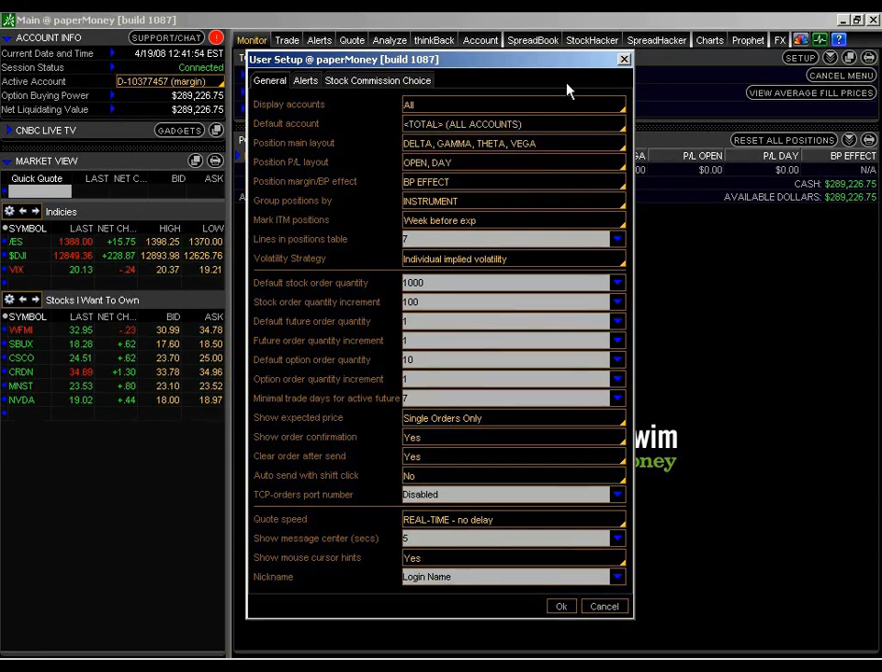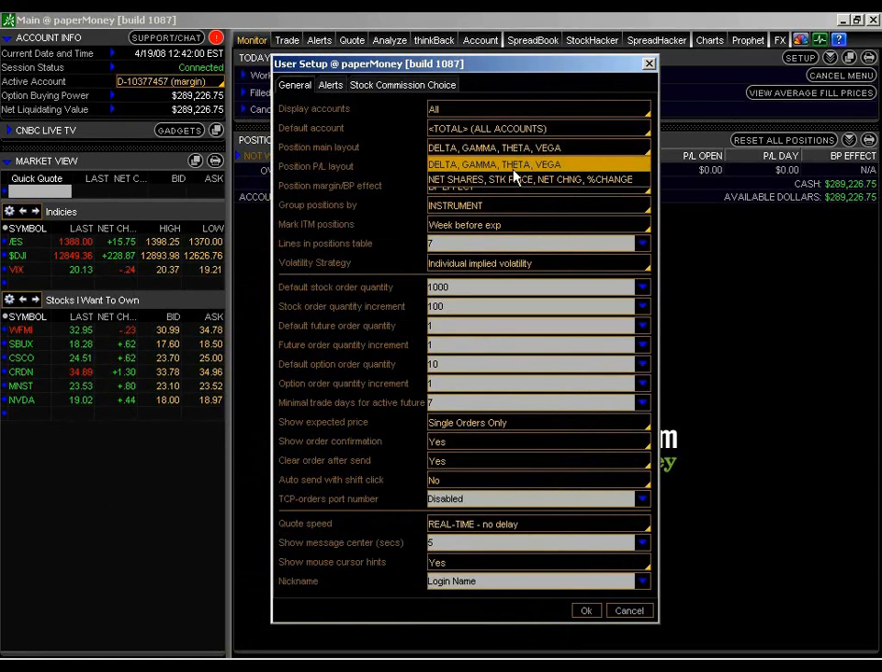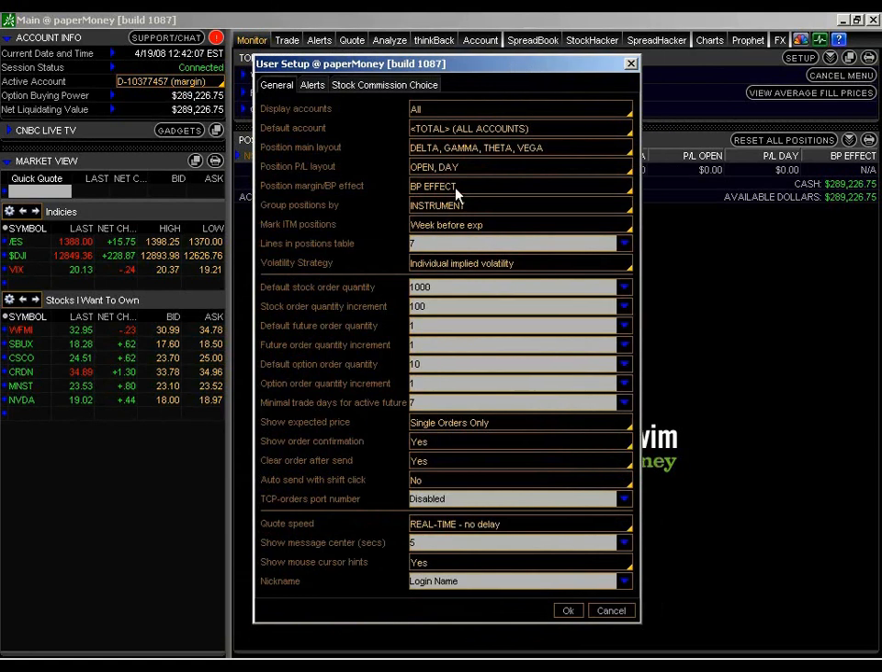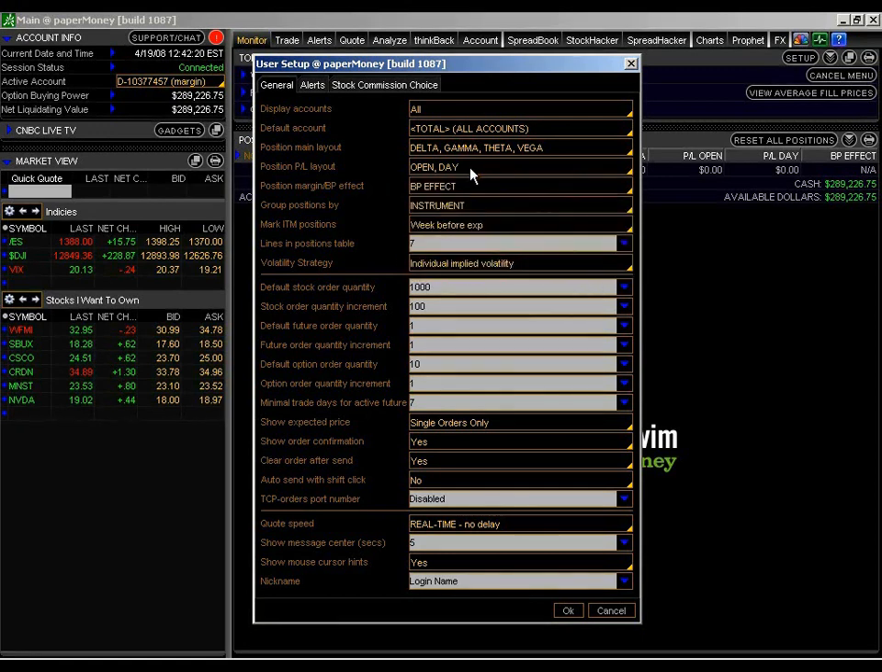The main position layout, which is what I just showed you, has the Delta, Gamma, Theta, Vega, the Greeks across the top, or you can go with net share, stock price, net change, etc. But I like to watch the Greeks, of course. Usually the profit and loss layout is by open and day, but you can go open year to date, day year to date, open day, percent open, percent day, percent year to date. Most of these others I really don't pay too much attention to.